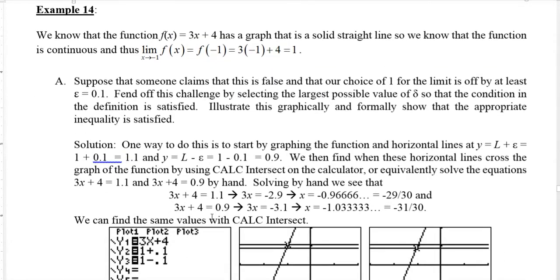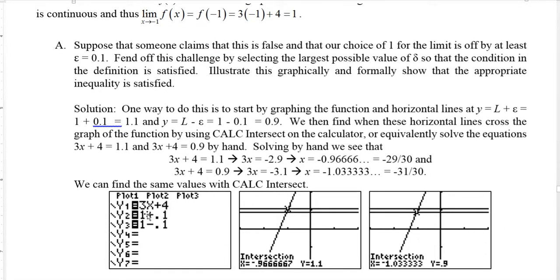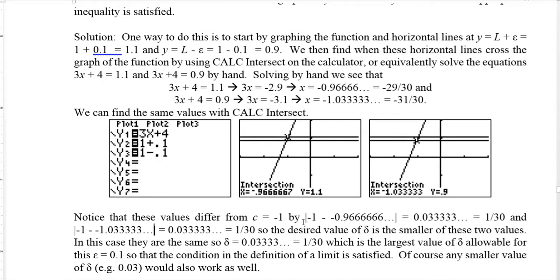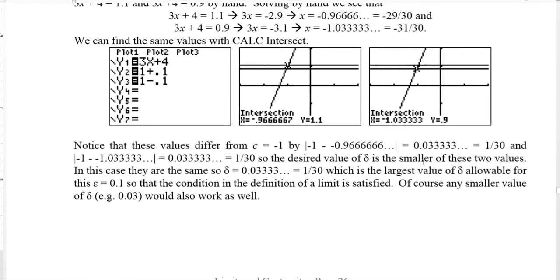So let's review. How did I do that? I looked at taking f of x, setting it equal to L plus epsilon, setting f of x equal to L minus epsilon, and solving those two equations to find the two x values for where these things cross. I can do this by hand, or I can do it by calc intersect on the calculator. Then I find the corresponding deltas.